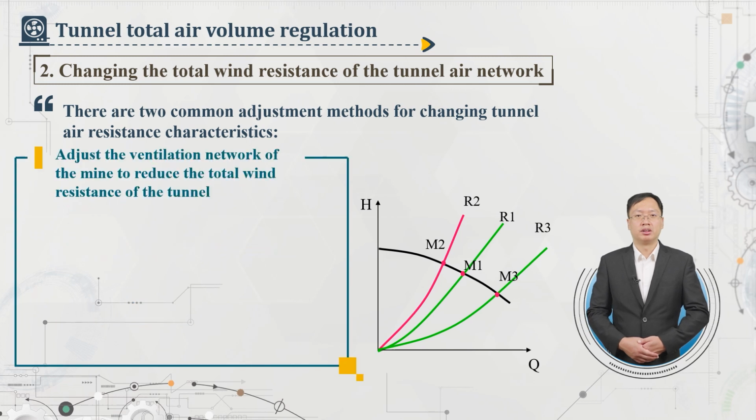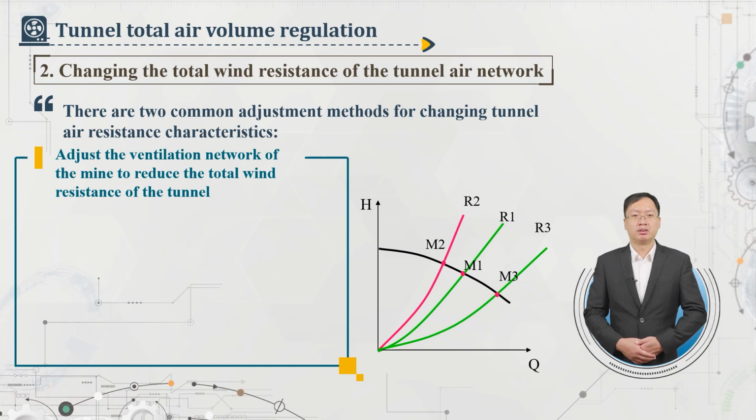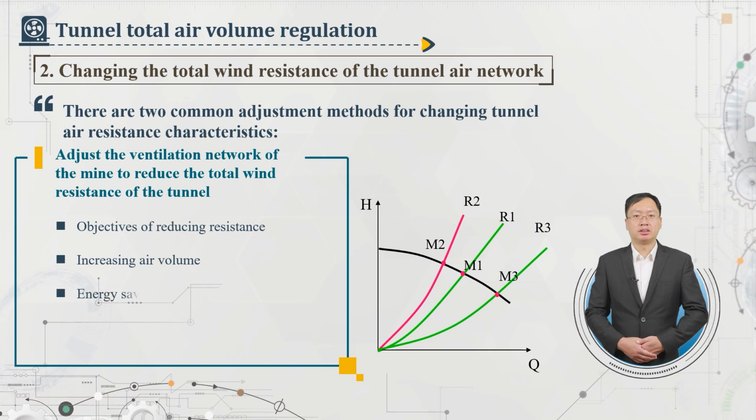2. Adjust the ventilation network of the tunnel to reduce the total wind resistance of the tunnel. When the total air volume of the tunnel is insufficient, if the total air resistance of the tunnel can be reduced, not only can the total air volume of the tunnel be increased, but also the total resistance of the tunnel can be reduced. So as to achieve the objective of reducing resistance, increasing air volume, energy saving, and improving safety.